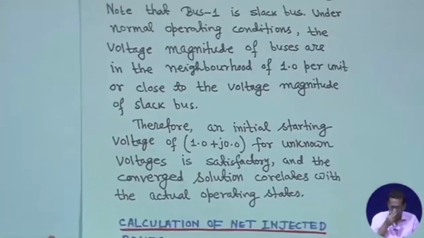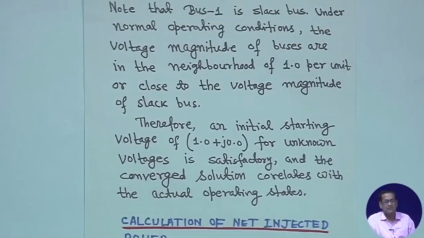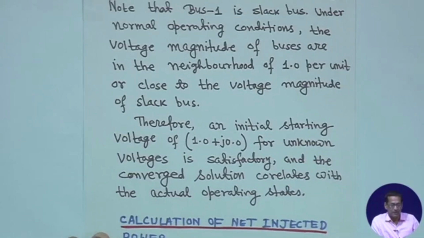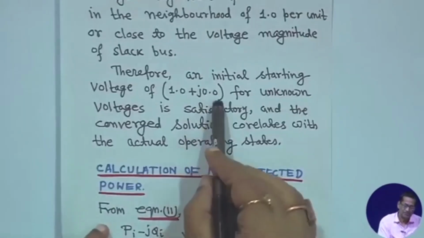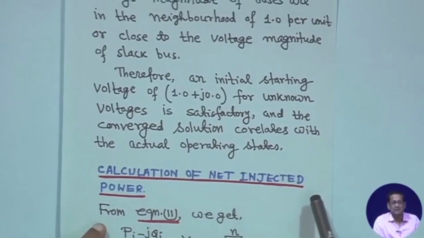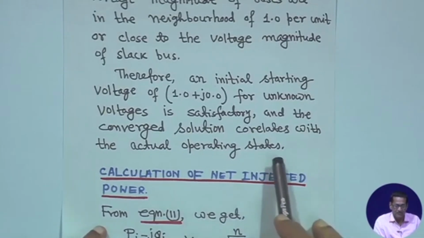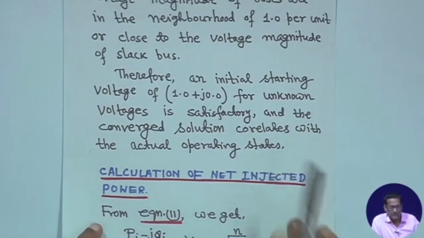So this is the way one can solve it. The algorithm and other things will come later. Now note that bus 1 is the slack bus. Now, how will we take the starting values? Under normal operating conditions, the voltage magnitudes of buses are in the neighborhood of 1.0 per unit, or close to the voltage magnitude of the slack bus. So an initial starting voltage of 1 plus j0 for the unknown voltages is satisfactory, and the converged solution correlates with the actual operating states.